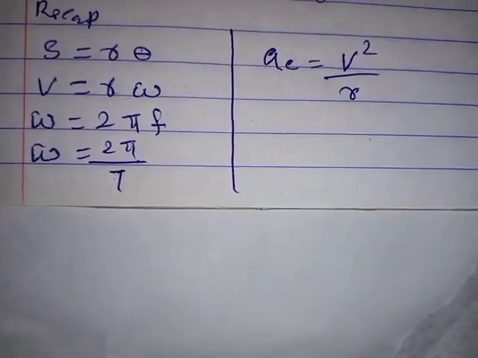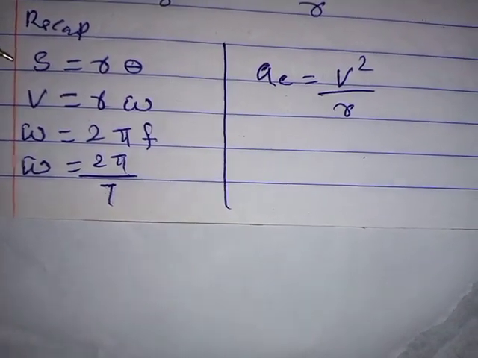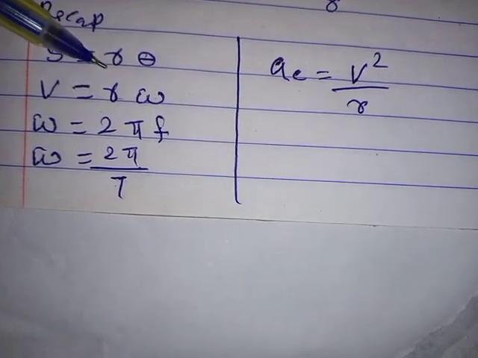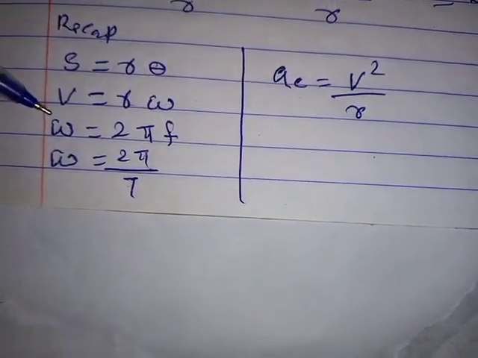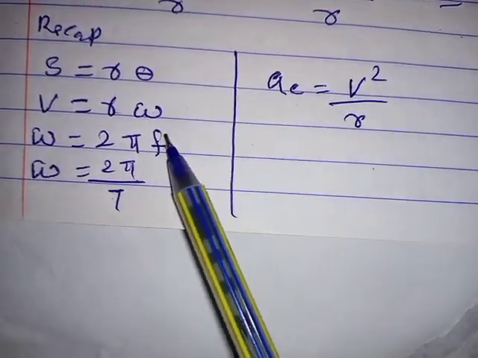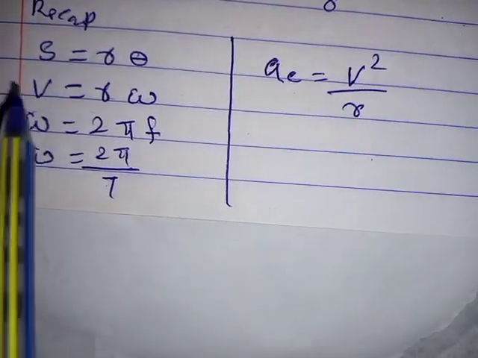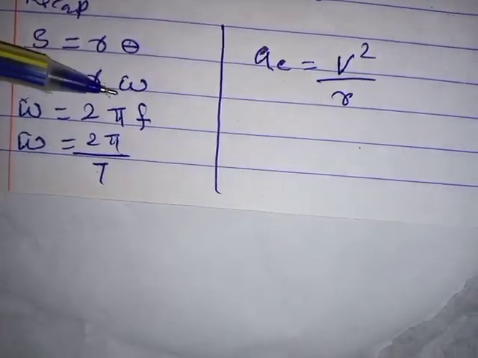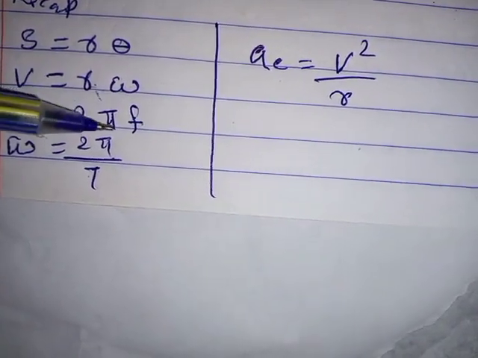Today we have seen that s is the arc length as the body moves around the circle, and it is given by radius times angle subtended at the center. As the body moves, it has got the angular velocity and the linear velocity. Angular velocity is given by omega, and the linear velocity is v. So this is the relationship. Linear velocity is given by radius times angular velocity. Angular velocity can be given in terms of 2 pi f.